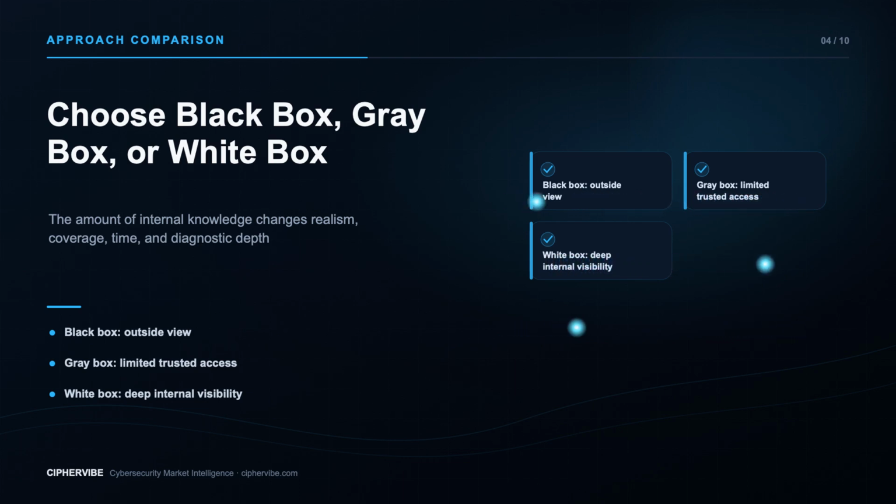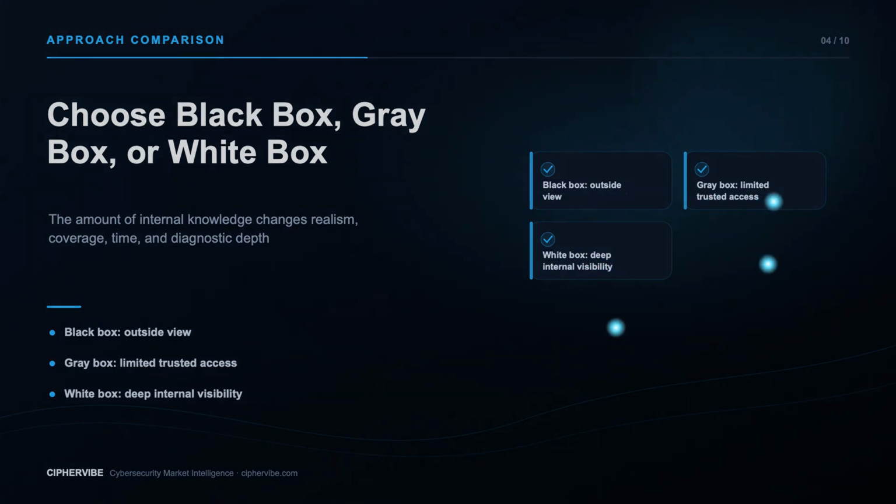Testing may also be external, internal, web, API, mobile, wireless, cloud, social, or physical, but each area needs explicit scope and suitable expertise. Choose based on the question. Use black box to ask, what can an outsider reach? Gray box asks, what can a user or limited foothold do? White box asks, where can this design fail, including paths an outsider might never discover during a short engagement?